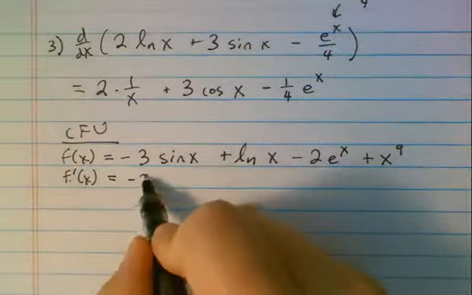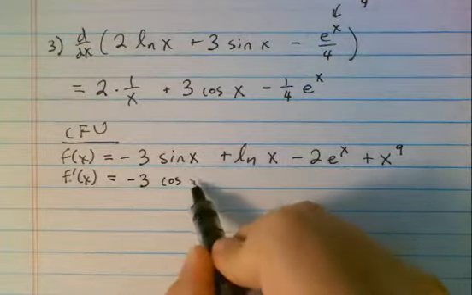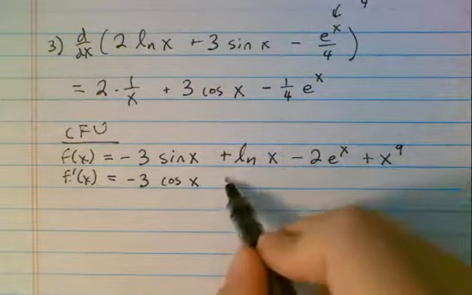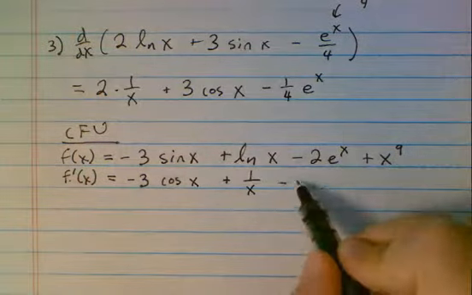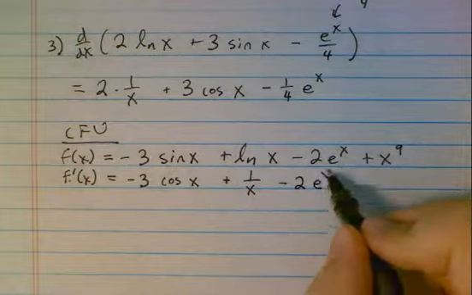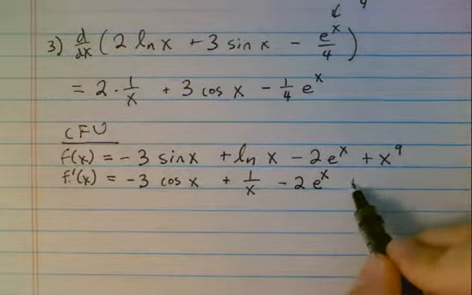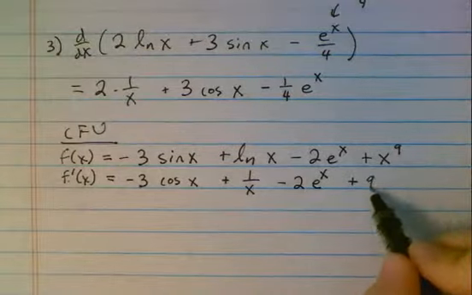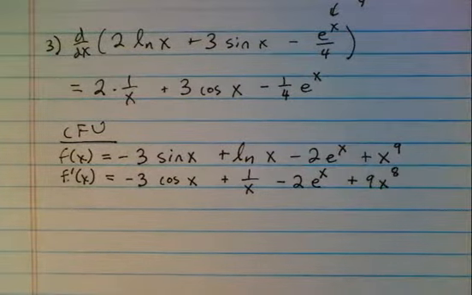Okay, so that negative 3 is along for the ride. The derivative of sine is the cosine of x. The derivative of the natural log is 1 over x. Negative 2 is along for the ride. The derivative of e to the x is e to the x. And then this final one is using our power rule from yesterday. Bring down the exponent, subtract 1 from the exponent. Ta-da!